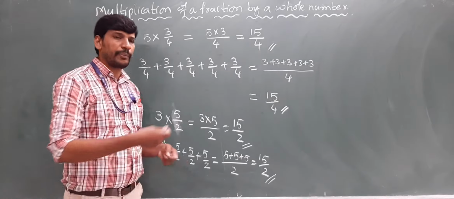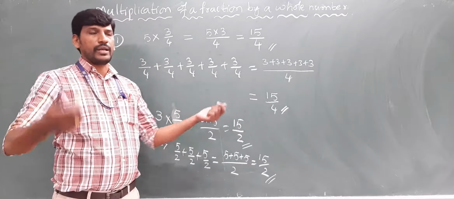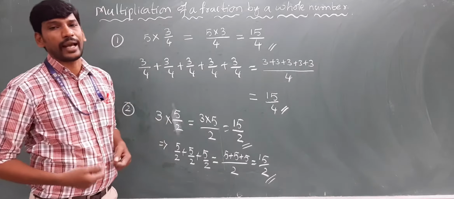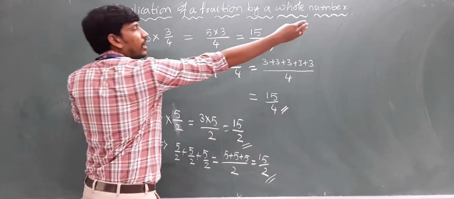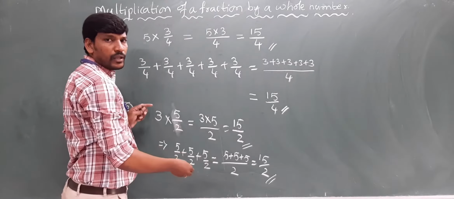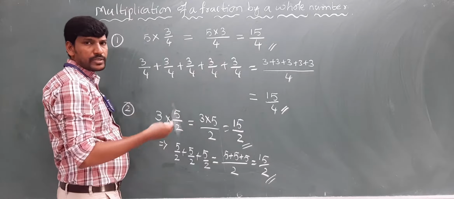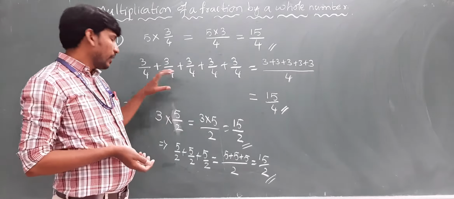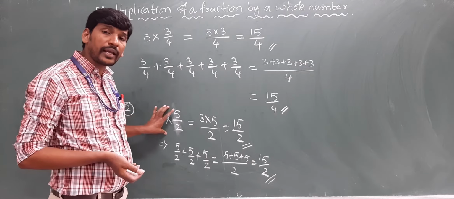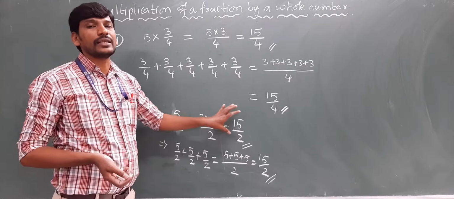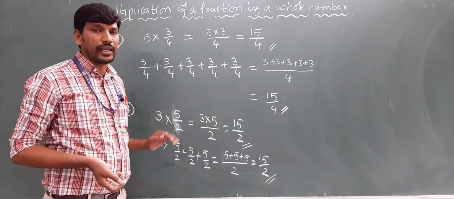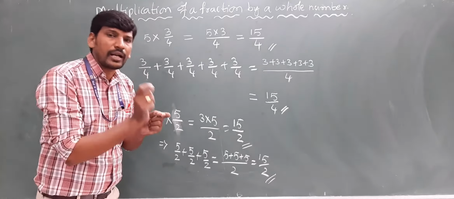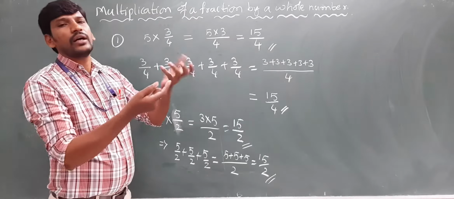Suppose the same fraction is repeated a number of times, say 100 times or 200 times or 300 times. We cannot write all the fractions 300 times. Can we write 5 by 2 300 times? We can write it, but it is a time-taking process. That's why we are using multiplication. By using multiplication, we get the answer easily. So instead of writing a fraction 300 times, we just multiply the given fraction by 300. We will get the answer.